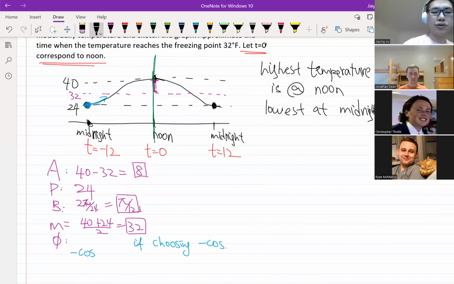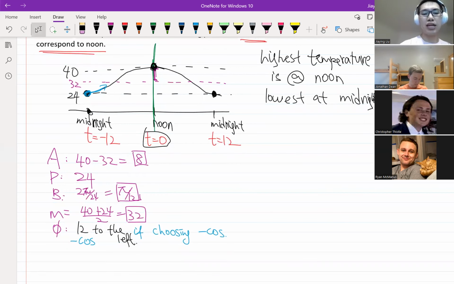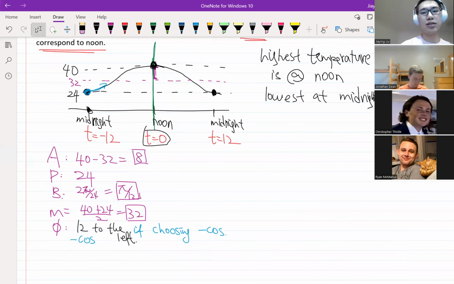So the shift, because t equals 0 is right at noon, if we choose negative cosine, the starting point is to the left side of the y-axis by 12 units. So that's 12 units to the left. Sorry about that. If we choose positive cosine, there wouldn't be any shift because the highest point is right at t equals 0. Okay. Well, let me finish this negative cosine, then maybe I'll write the function for positive cosine.